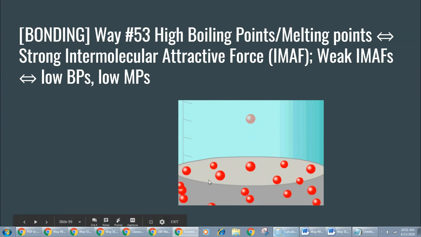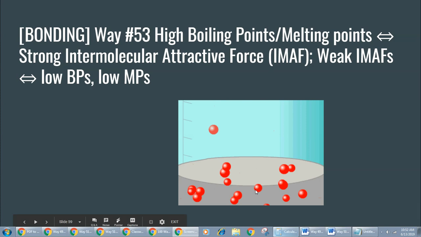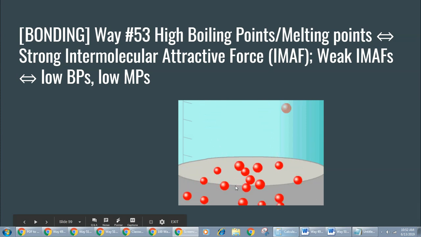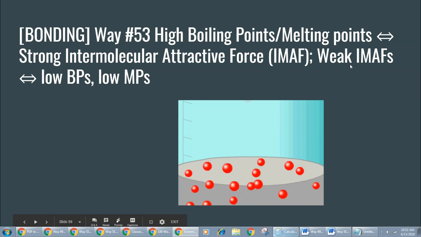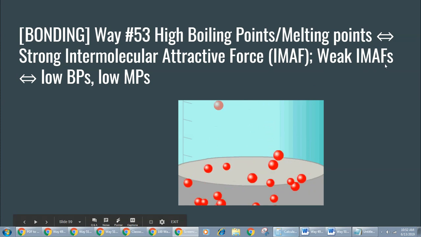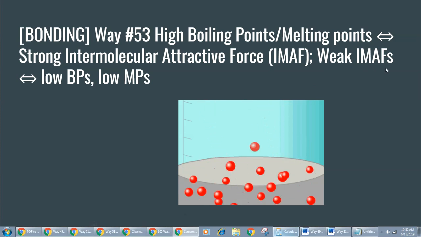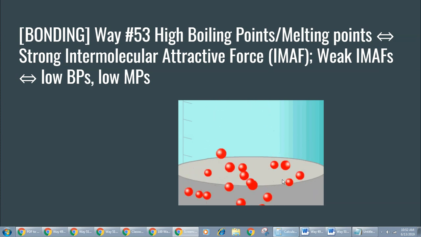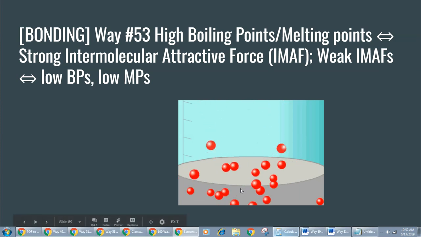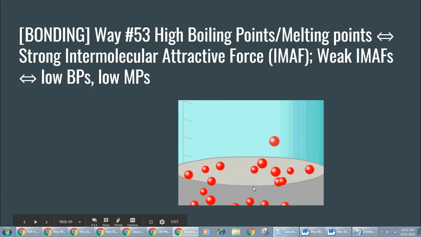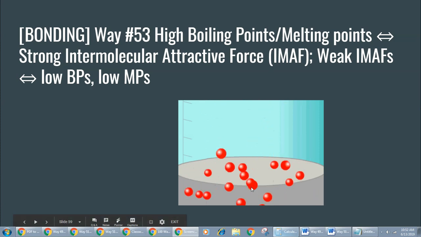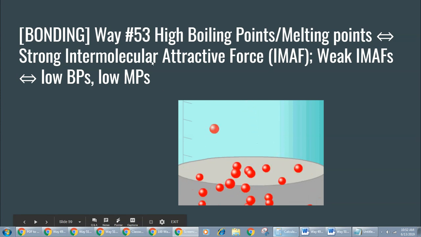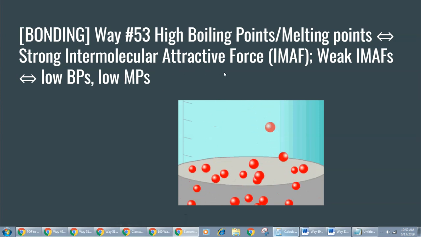Because it's going to take more energy to break these forces of attraction between molecules in order to produce a vapor. If you have a substance with weak intermolecular attractive forces, it's going to have a low boiling point and a low melting point. Because if it takes virtually little energy to break these forces of attraction, you're going to be able to boil it a lot more quickly compared to those with strong intermolecular attractive forces.